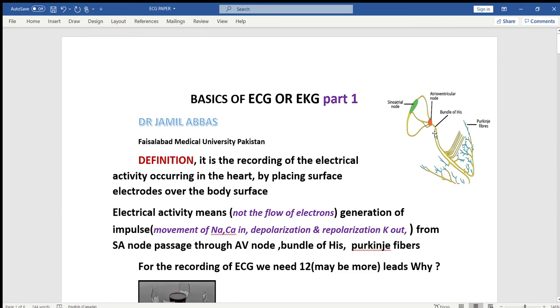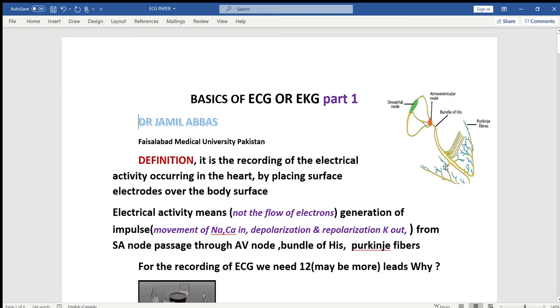And this electrical activity of the heart can be recorded by placing electrodes over the surface of the body, because the heart is placed within a wet surface. The electrical activity generated over here travels through the heart and can be conveyed up to the surface. We can record what is happening in your heart by placing different electrodes over the surface of the body. So this recording of this whole activity is known as the ECG.